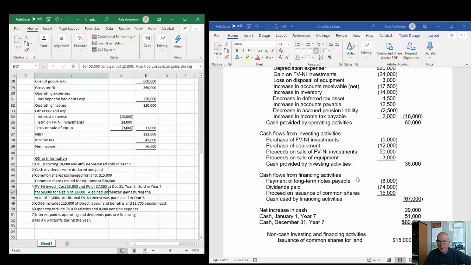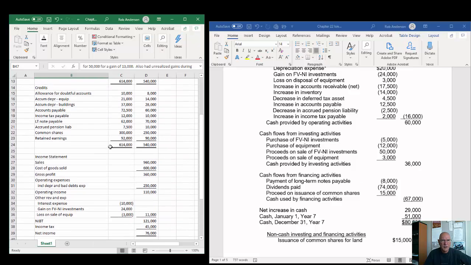Now we have a few, like 3 financing activities, and let's look at those. Our long-term notes payable went down 8,000, and there's nothing in the other information that talks about long-term notes payable, so we just know that we paid off principal of our long-term note. So lucky for us, that was pretty easy. That's just a cash outflow to pay down your liability.